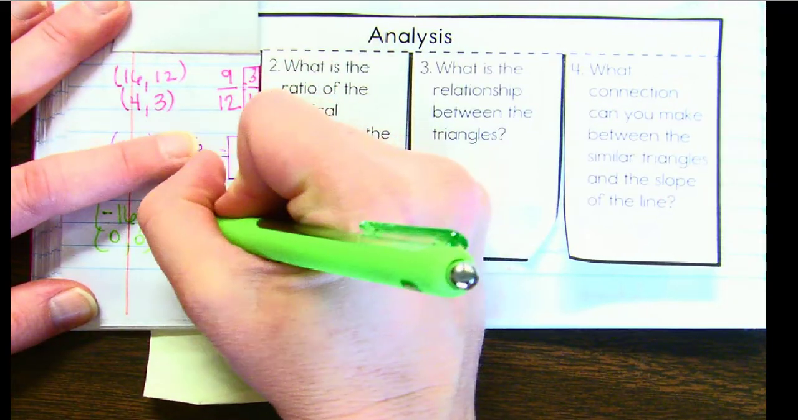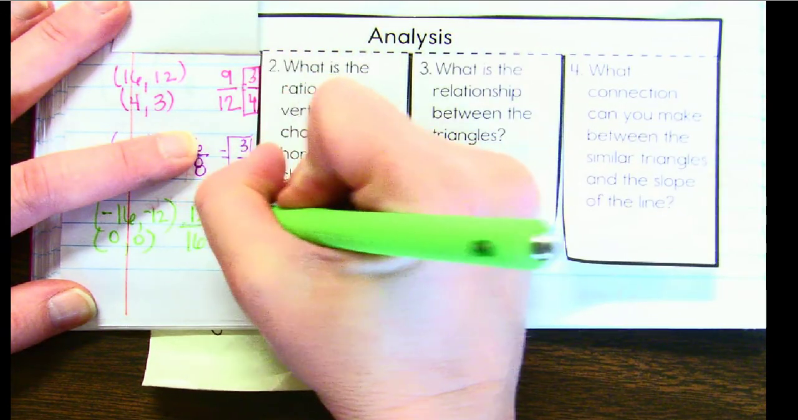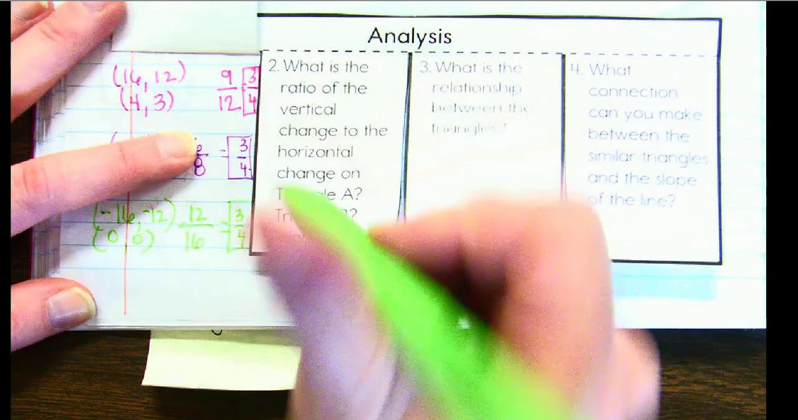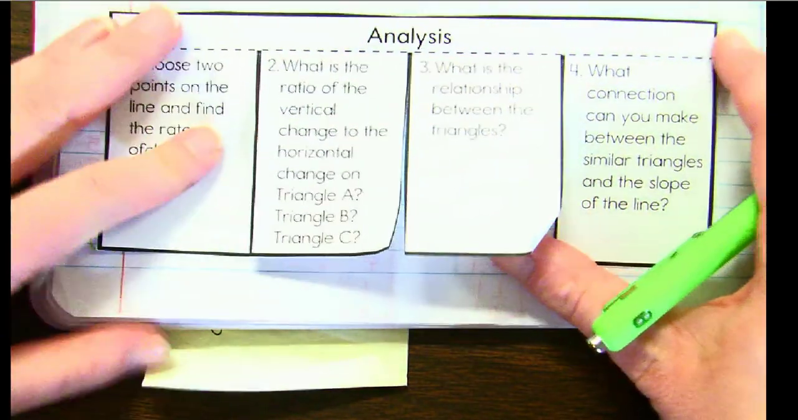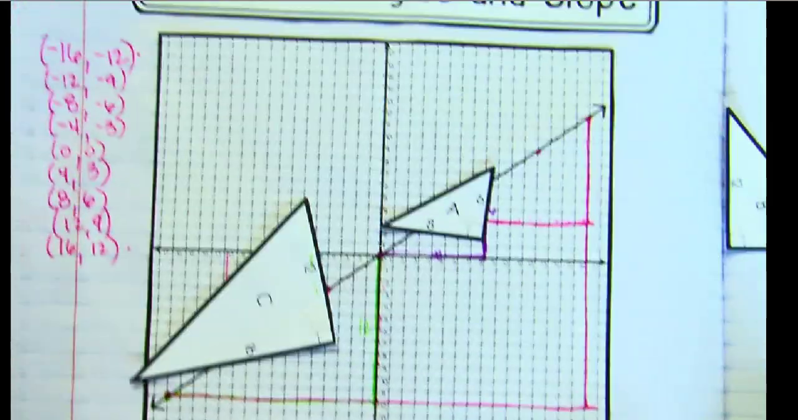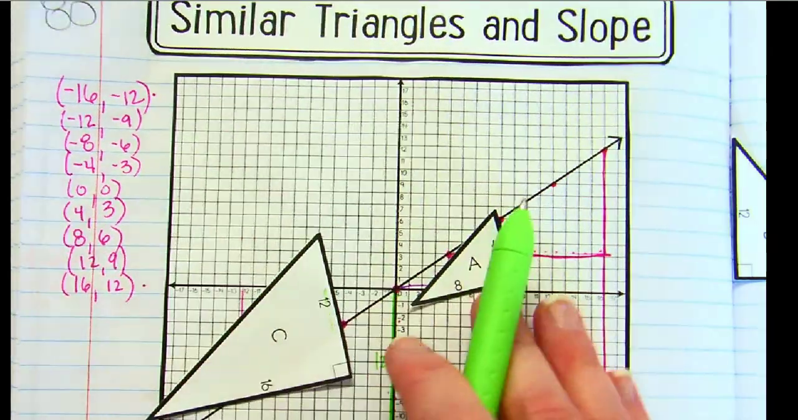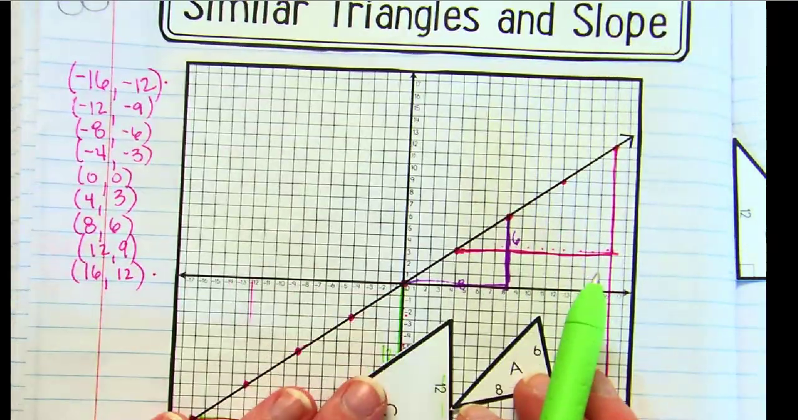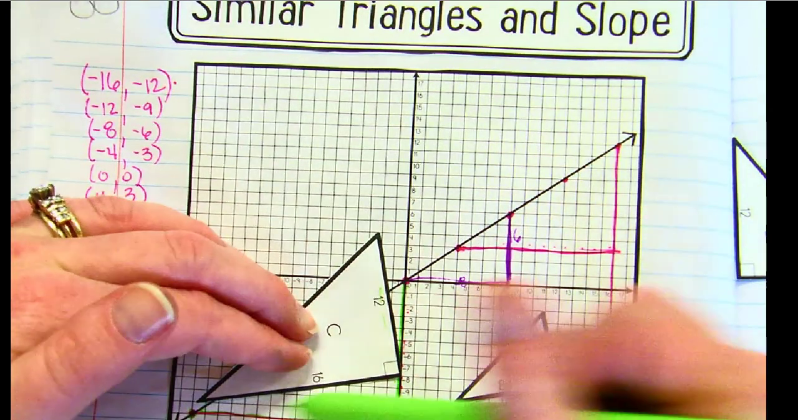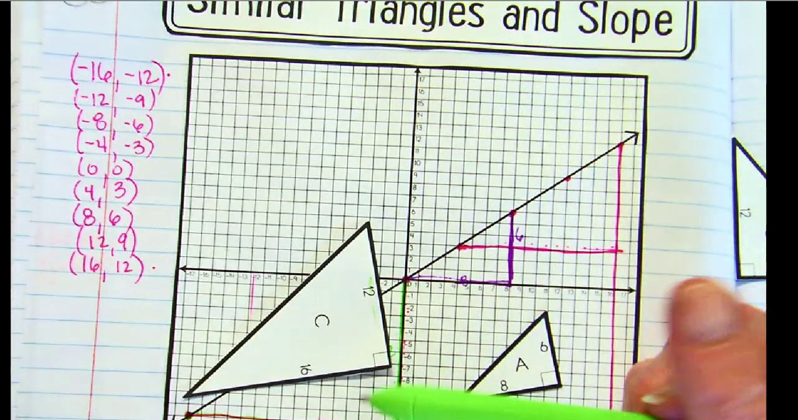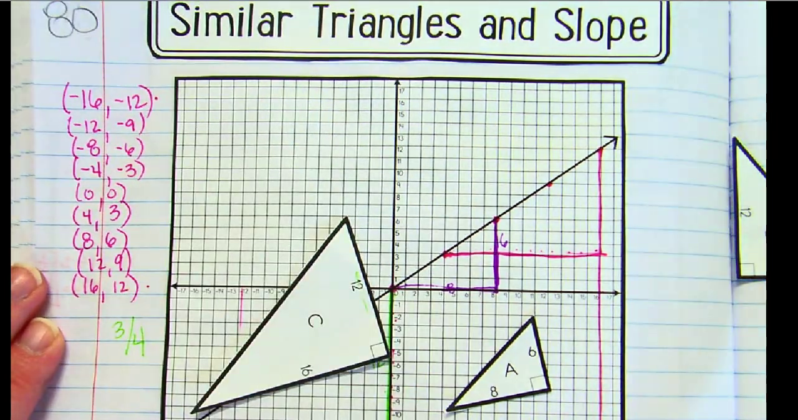My vertical height of that triangle is 12. The horizontal height was 16, and it simplifies to 3/4. So the point I'm trying to make is this. You can choose any 2 points, and you draw the triangle between these 2 points, and the ratio of the vertical height to the horizontal height will be 3/4. That's the slope of this line.